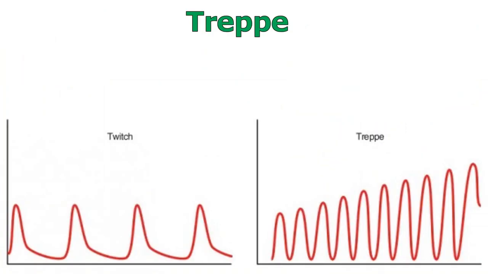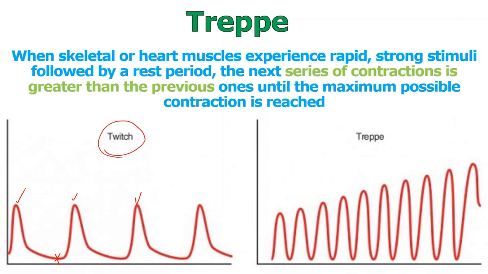Treppe, sometimes pronounced treppe, or die Treppe, the German phrase that it comes from, meaning the steps. So over here, we see a twitch, just a normal twitch stimulus. You know, we get an observable contraction. Goes back to rest. Observable contraction with another stimulus, then another stimulus, and another stimulus, right? The point is, and skeletal muscles can do this, heart muscles can do this, what if we hit this tissue with very quick and very intense stimuli? Now we're going to let it rest, that's the important part, but what happens if we do this?